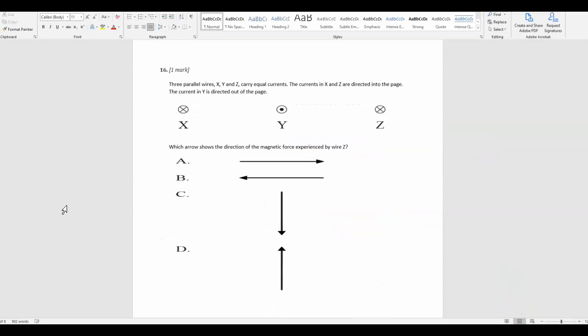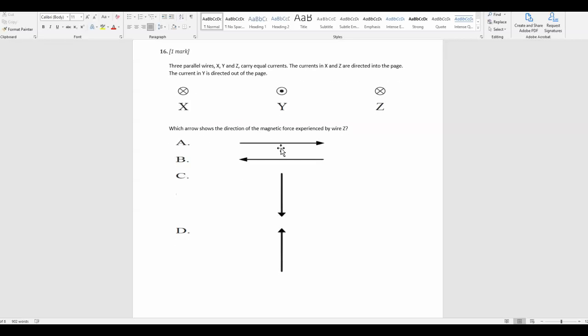Okay, question 16. Three parallel wires, X, Y, and Z carry equal currents. The currents in X and Z are directed into the page. The current in Y is directed out of the page. Which arrow shows the direction of the magnetic force experienced by wire Z? Okay, so now this is interesting. This is a slightly different take on the question we did earlier. So wire Z feels a magnetic force because of the other two wires. But because all the currents are equal and distance is also a factor, wire Z is really sitting in the field created by wire Y.